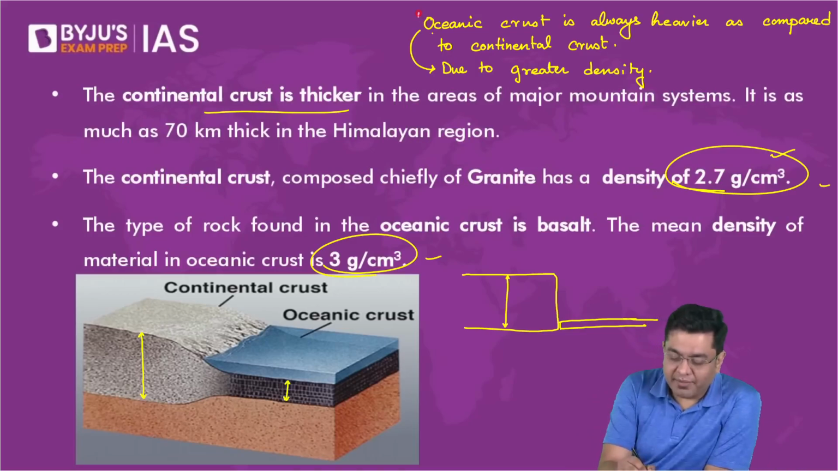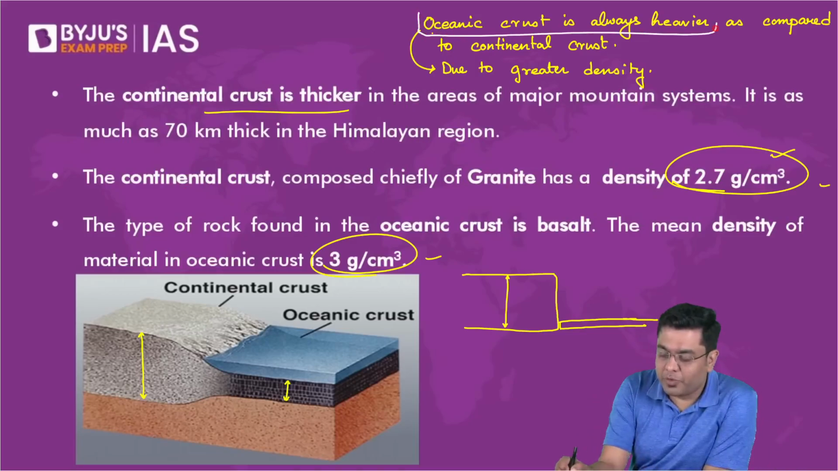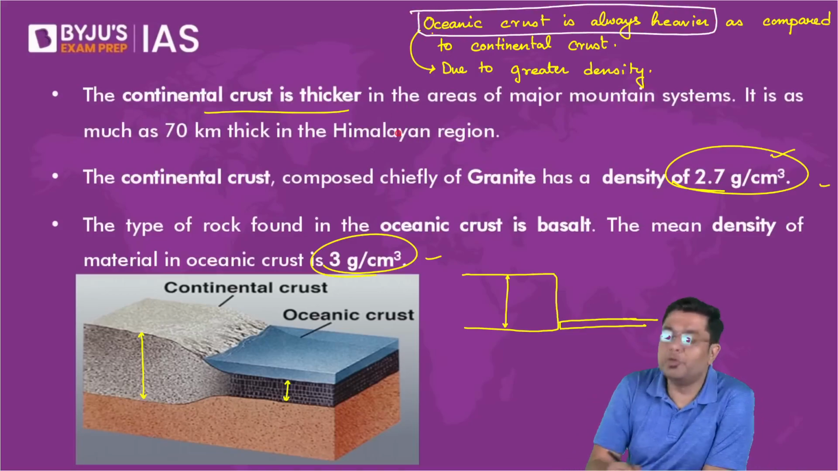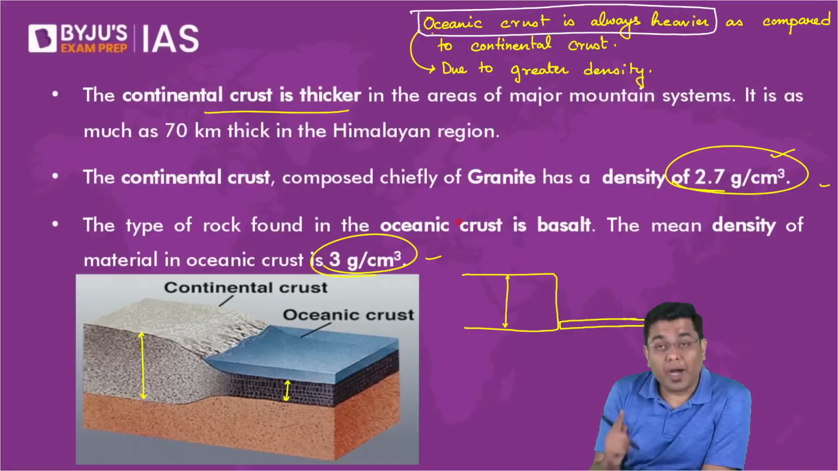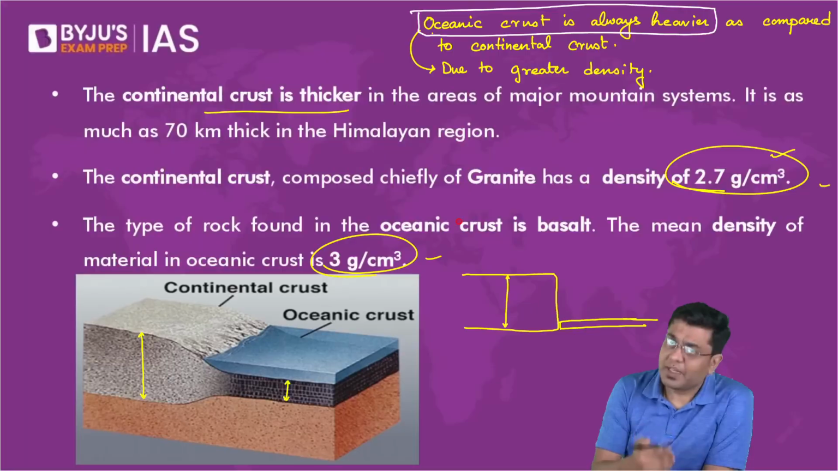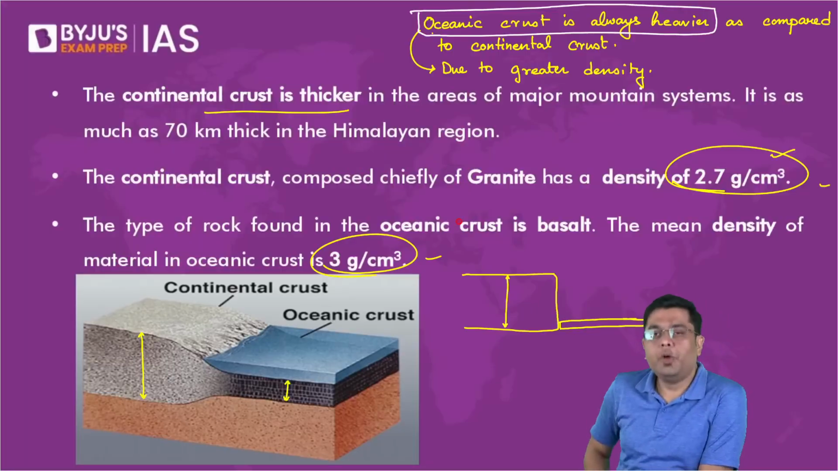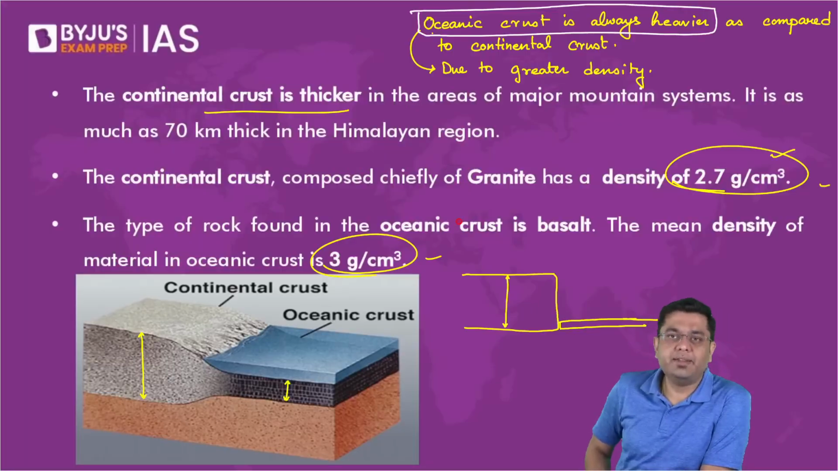I'm sure I will have the same question asked to me tomorrow as well, and the day after tomorrow as well. But still, I would again tell you that oceanic crust is heavier. Why? Because the density is greater. Why is the density greater? Because the materials, for example magnesium and iron, dominate it. Whereas the continental crust is dominated by lighter materials, and hence it has lesser density, and hence it has got lesser weight as well. Okay.